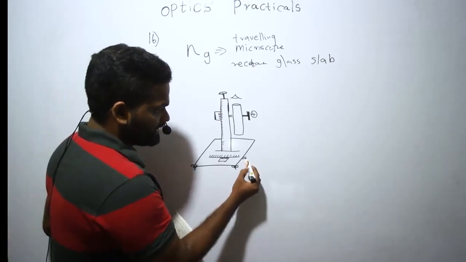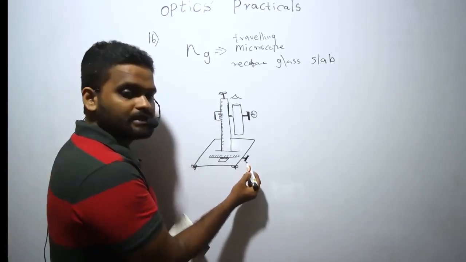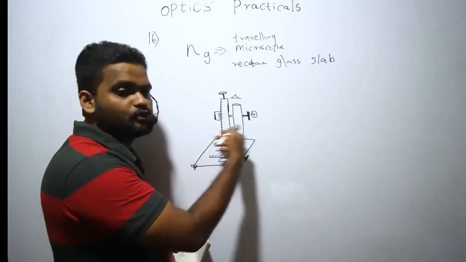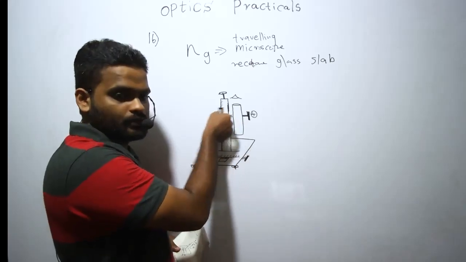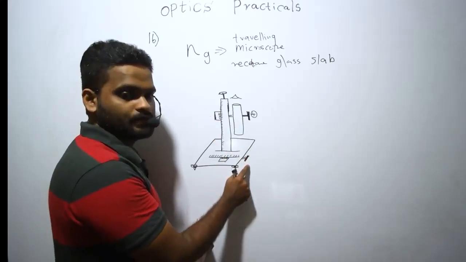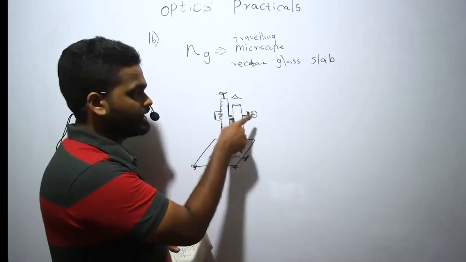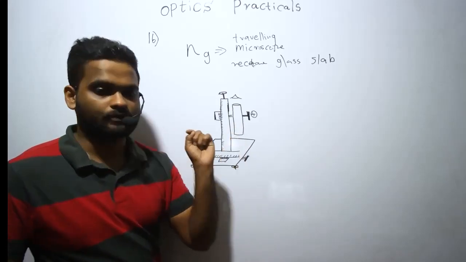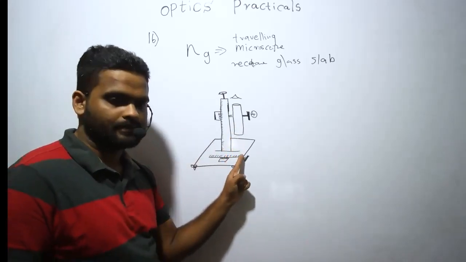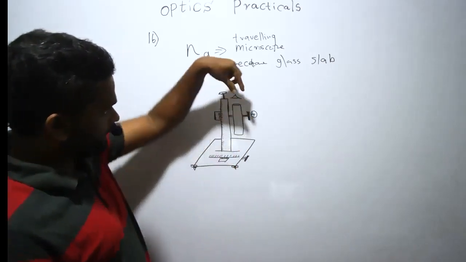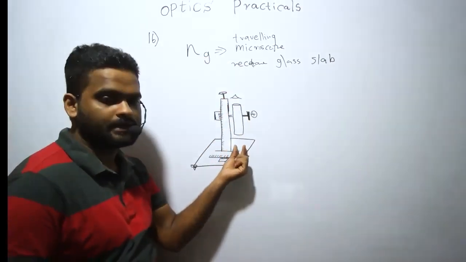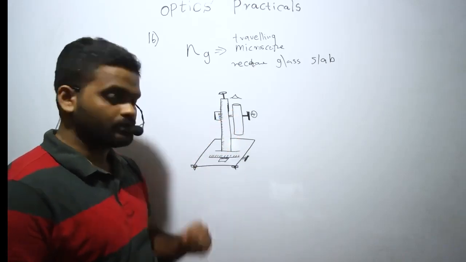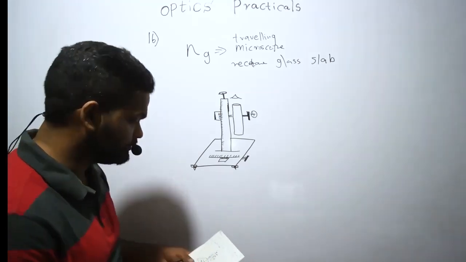There's a screw here as well, but it is not important for this practical. Using this screw, we can make horizontal movements of this whole thing, but it is not useful here. We only need this screw and this screw to make adjustments to the microscope. So what we do is place the glass slab here, and through the microscope we can look at the glass slab. We keep the microscope vertical. Then we can do our experiment.